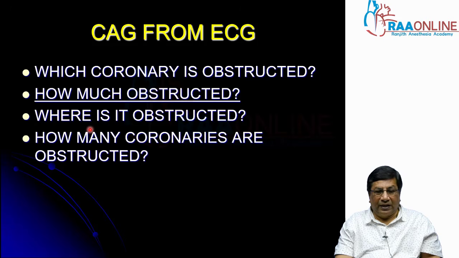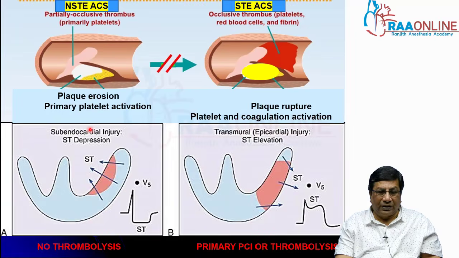Then we must see which coronary artery is obstructed. Then we must look at how much it is obstructed. So this is what I just alluded to. Whenever a patient comes to you with acute chest pain with ST depression, which is a subendocardial injury due to plaque erosion, the thrombus which is formed is going to critically occlude the coronary artery, and this thrombus is rich in platelets. So that's why you never thrombolyze a patient who comes to you with ST segment depression.